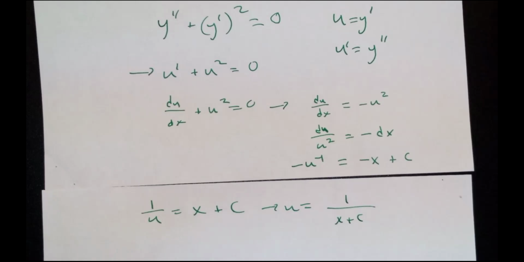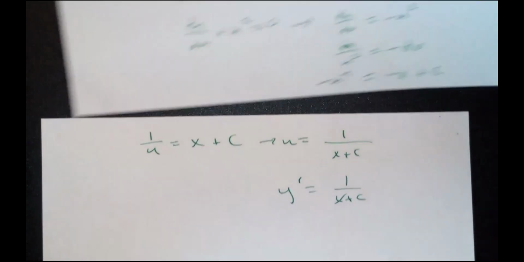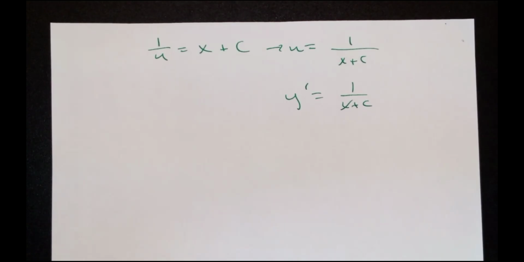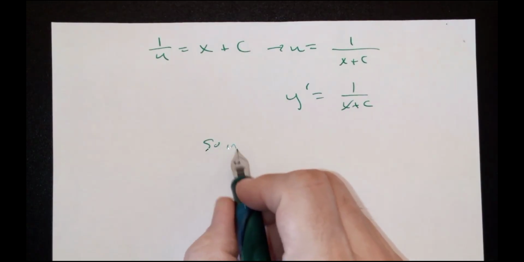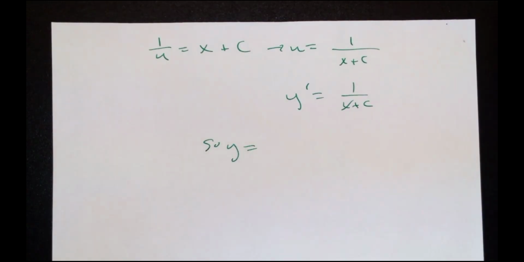But go back up to the top of the screen. We decided that u was equal to y prime. So this really says y prime is 1 over x plus c. Now you can solve for y, can't you? Integrate again. What we did is we took a second order differential equation, made a substitution, turned it into a first order differential equation.